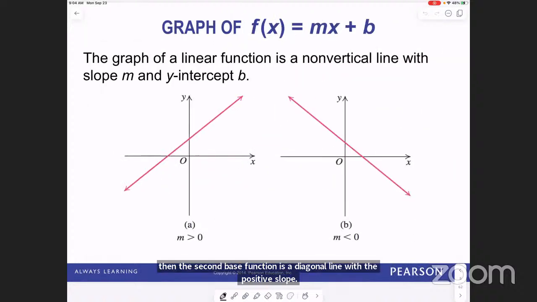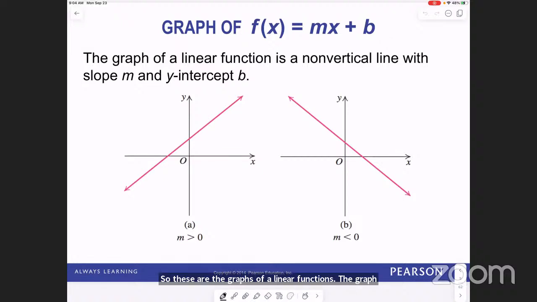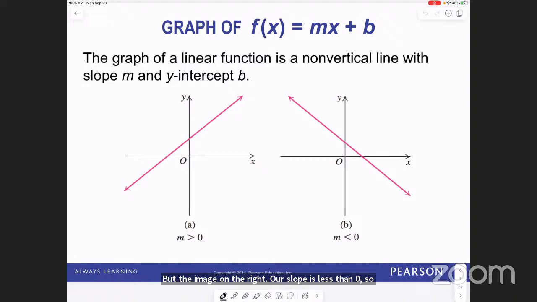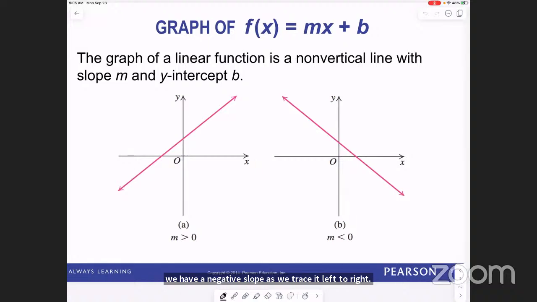So these are the graphs of linear functions. The graph of a linear function is a non-vertical line with a slope m and a y-intercept of b. On the left-hand side, if our slope is positive, if m is larger than 0, we get a positive line, right? So notice with the image on the left, as we trace it left to right, it goes up. So that means it has a positive slope. With the image on the right, our slope is less than 0, so we have a negative slope. As we trace it left to right, the graph falls, it goes down.